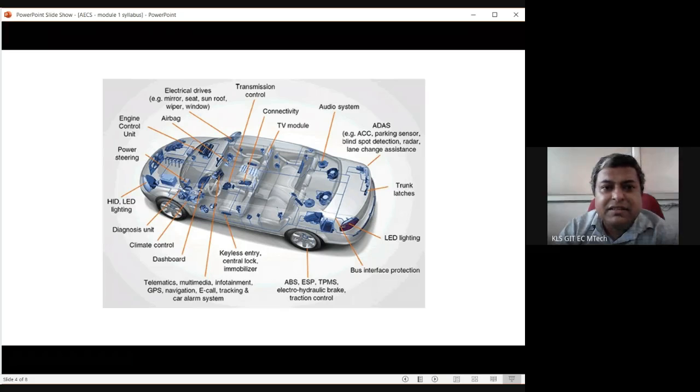Electrical drives means a motor or something. So where all you have motors in the car is written here. Is it understandable? It is an auto kind of car. The mirror has a motor. The seat, with auto reclining and all those things, also has a motor. Sunroof: not every car has a sunroof, but high-end, costly cars do. To open and close the sunroof, you have to use a motor. Wiper: there is a motor on the front glass, so if it is raining, there is a wiper. And there is a window. So apart from the main power transmission, these are the small things where you have motors.